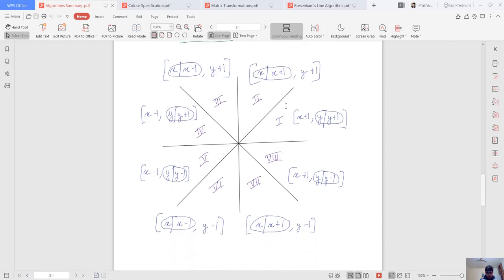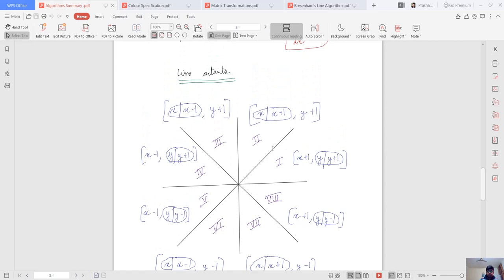Okay, so as we know, if you take the slope of, let's suppose, a line at an angle of 45 degrees, then the slope of that line will be 1, because slope is dy by dx.